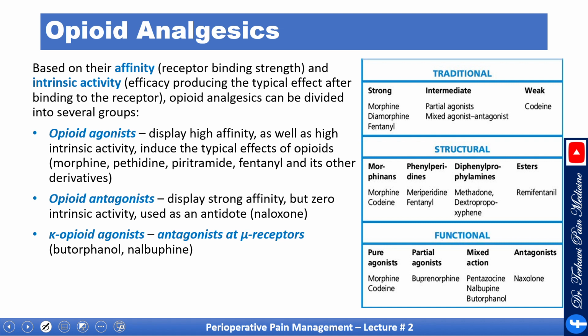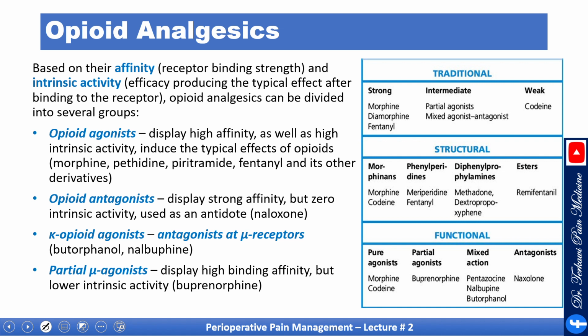Kappa opioid agonists are antagonists at the mu receptor. So some opioids are agonist-antagonists, like nalbuphine. Partial mu agonists display high binding affinity but low intrinsic activity, like buprenorphine. And there are other classifications, like the traditional classification based on the potency of the opioid: strong, intermediate, and weak. Then there is the structural classification, the more pharmacological classification, and the functional classification that we just mentioned.